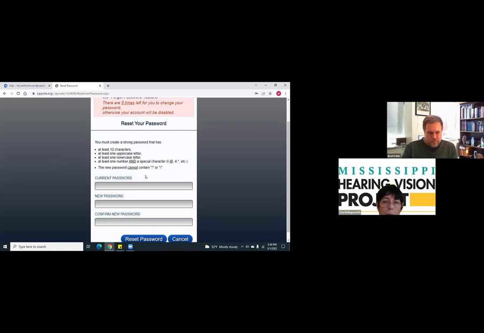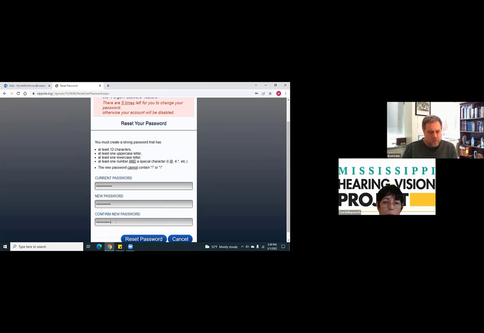So for the current password field, you're going to use that same temporary password that you received in the email. And then the following two fields, you'll enter your new password that you will create, and you will need to confirm the spelling of that new password. And I conveniently created one here for today's demo purposes.